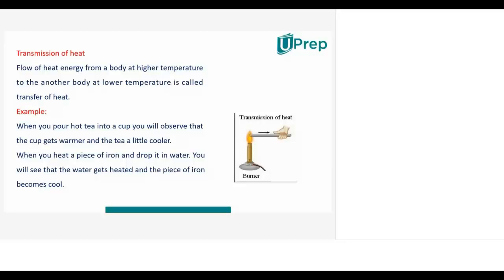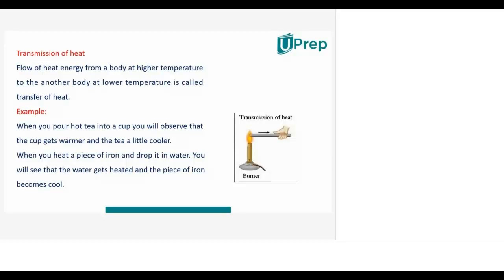Sir, I didn't understand the question. See, Priscilla, listen again. The burner is releasing some heat energy. And when it is releasing heat energy, flames will be there or not? Yes, sir. Right. In that flame, what I did is I took one metal rod, an iron rod.